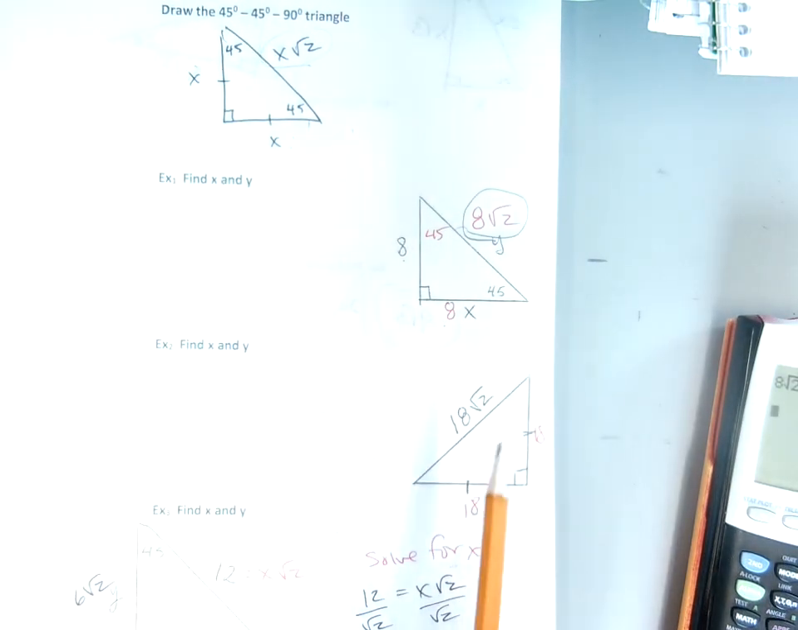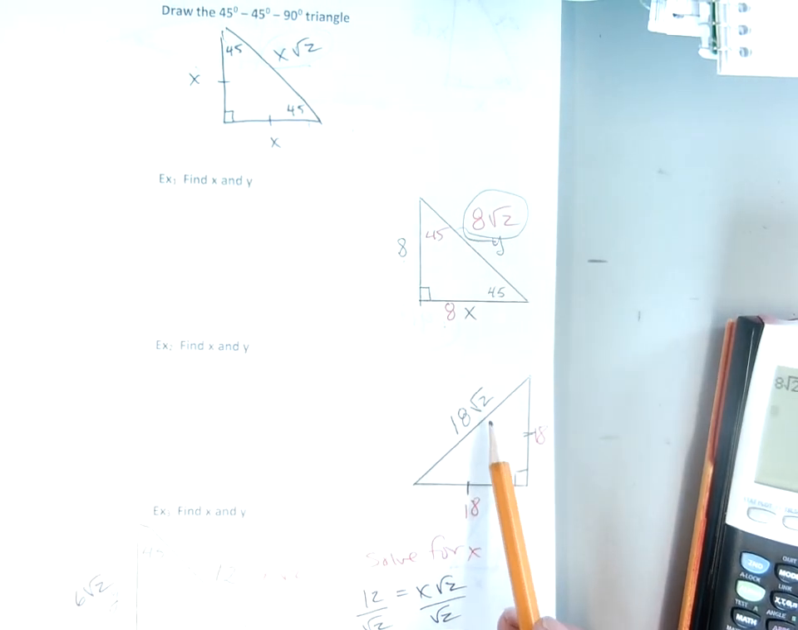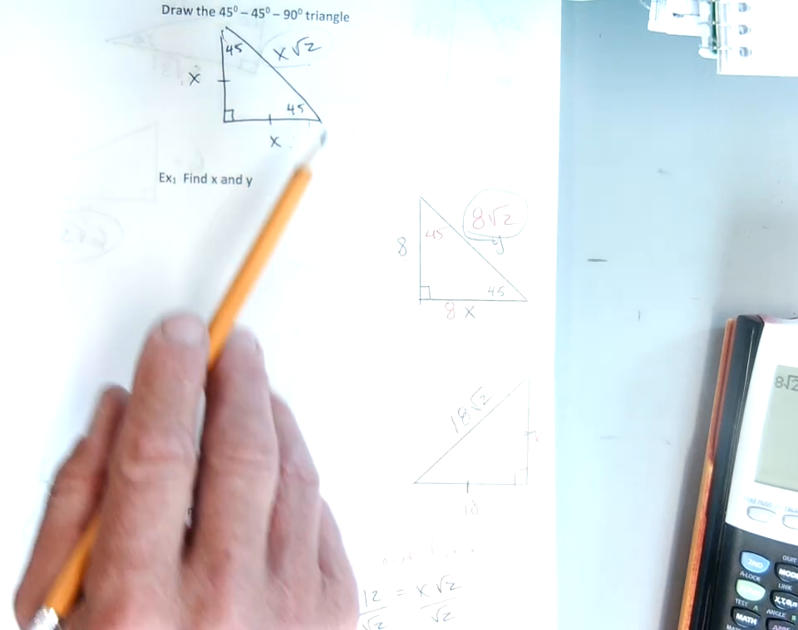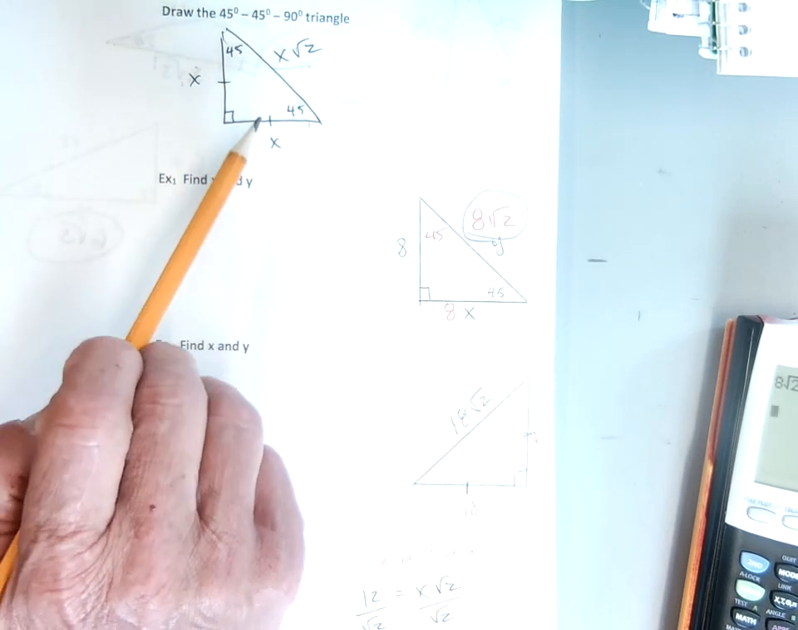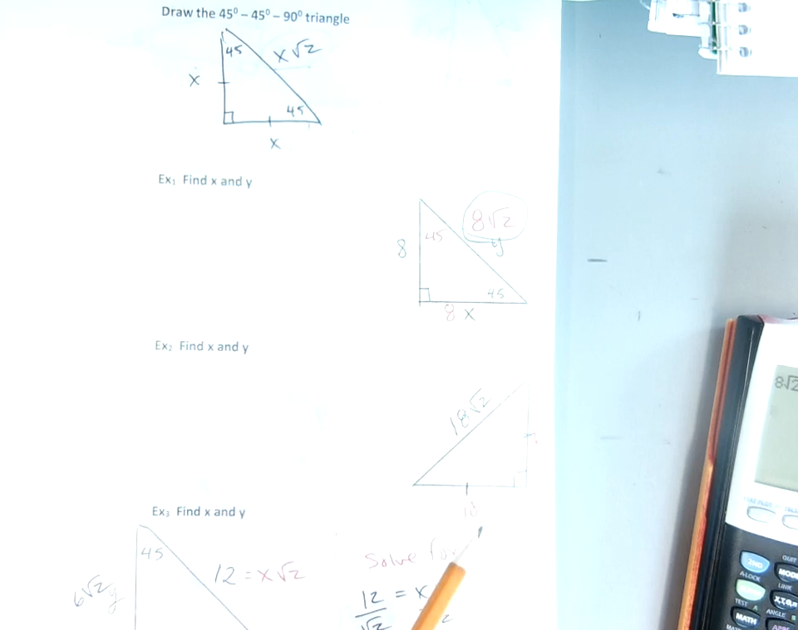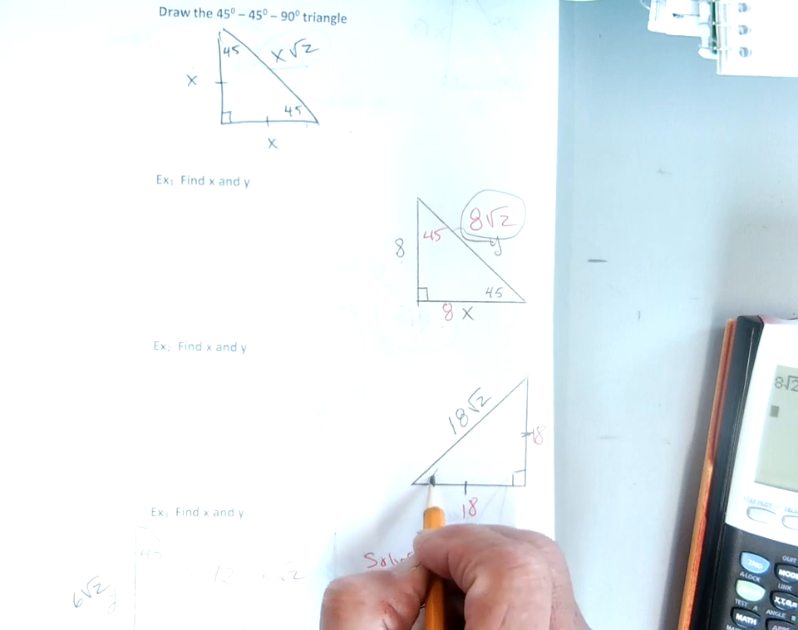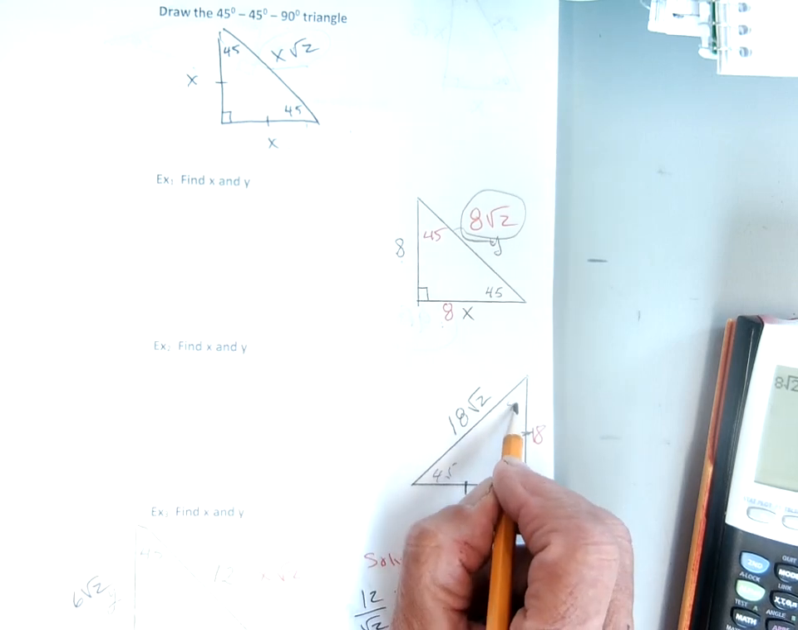Example 2 works the same way, except we know the diagonal. The diagonal this time is 18 square root of 2, which fits as a something times square root of 2. So these two sides are going to be 18 and 18, okay? Only because it's half a square, which makes it a 45, 45, 90.